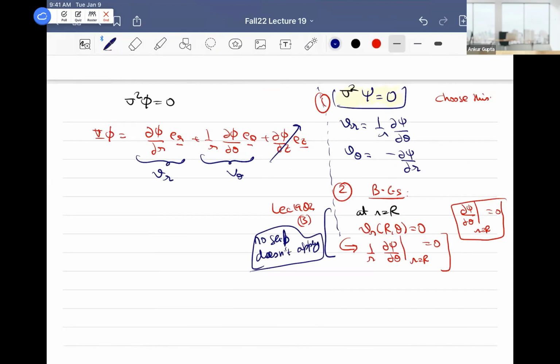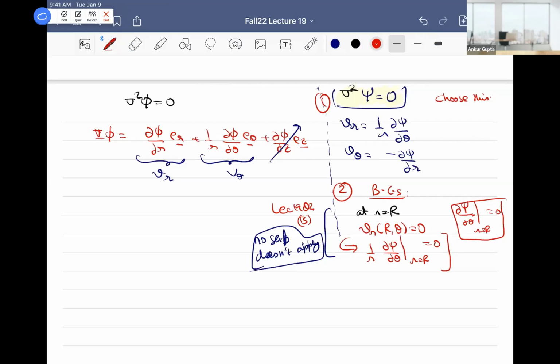So we have this equation, and remember that our governing equation is in terms of psi, right? Let me clarify. del psi by del theta at r equal to R is 0. Why? Because VR is 0. Remember that our governing equation is in terms of psi, and my boundary condition I'm writing in VR, so it's best to convert it into psi.